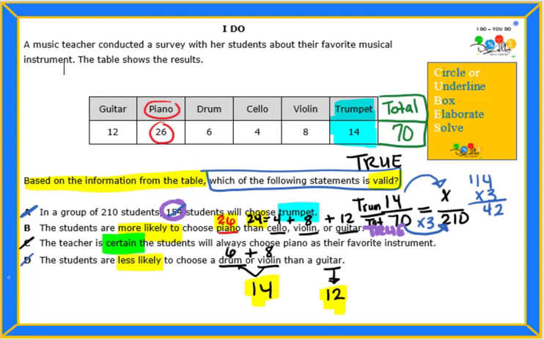So the only statement that we feel is valid is the students are more likely to choose piano than cello, violin, or guitar put together. So this question, based on the information from the table, which of the following statements is valid? The correct answer is B.